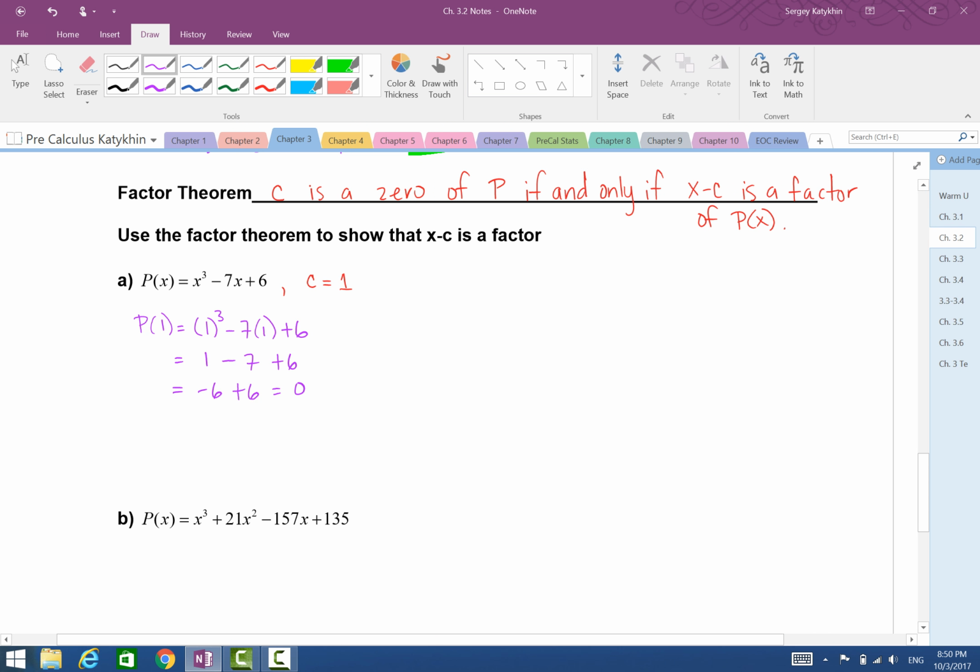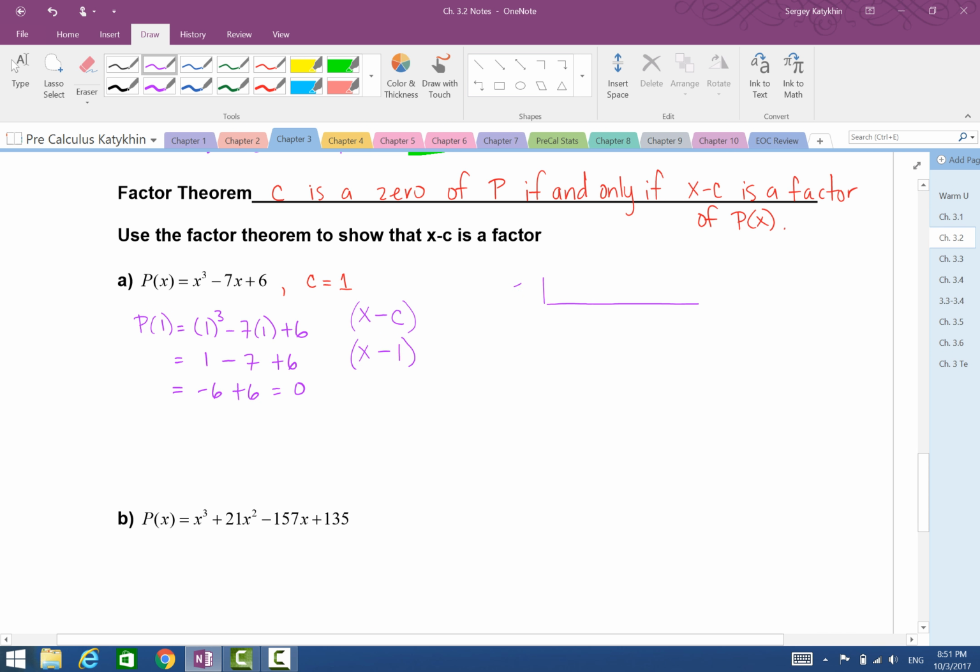Well, what does that tell you? That tells you that since c is equal to 1, one of our factors is going to be x minus c, which means it should be x minus 1. So that's going to be one of our factors. Well, since I know x minus 1 is going to be one of my factors, I can figure out what my other factor is by, well, we can use synthetic division.